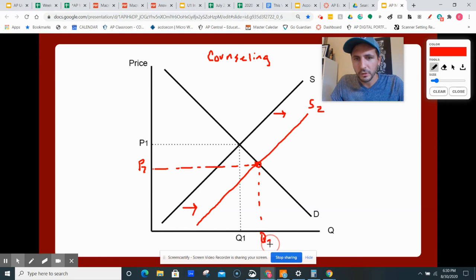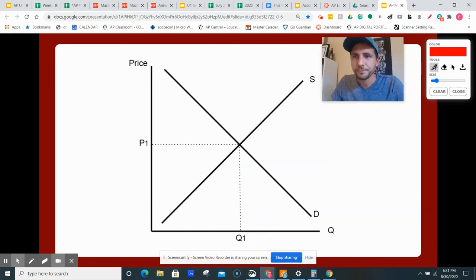There's going to be more counseling around, right? The price is bid down because there's so much out there. So price is going to fall and quantity is going to rise. Notice these are always moving in opposite directions when we're talking about a shift in supply, which is different than a shift in demand. When demand shifts right, price and quantity go up. When supply shifts right, quantity goes up, but price falls. Okay, let's keep going.